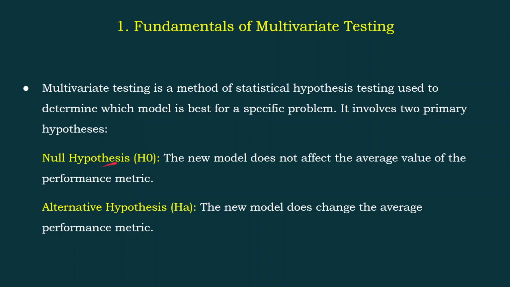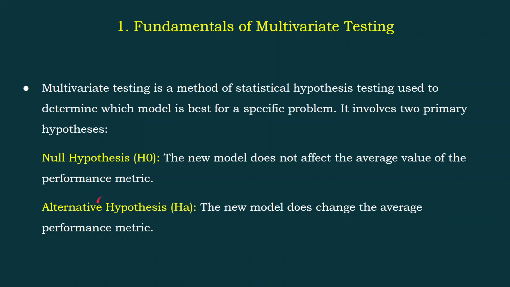The null hypothesis is H0: the new model does not affect the average value of the performance metric. So this hypothesis assumes that the new model will not change the average value. Performance metrics are various metrics of a model. For example, suppose you are learning about a car. There we have the speed, the frequency with which the brake is applied, and the gear component. So many things we consider to judge the speed of the vehicle. That is the performance metric.